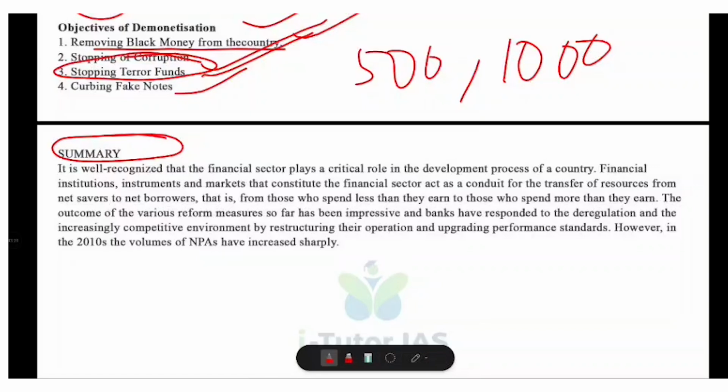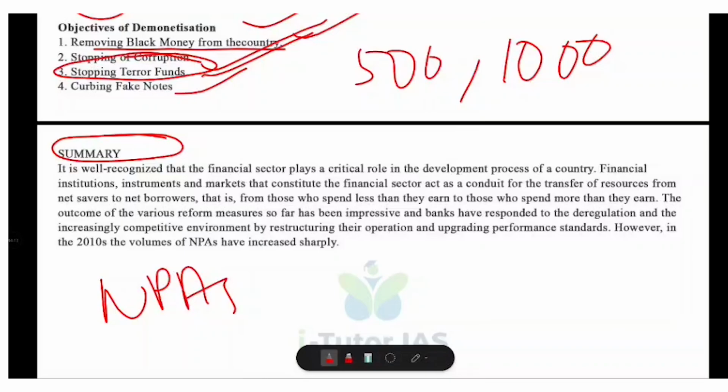And over the years, India has undertaken major financial sector reforms to make the system more efficient and competitive. As a result, banks modernized their operations, adopted technology and improved performance standards to meet global challenges. However, by 2010, a new challenge emerged, a sharp rise in non-performing assets. This means many borrowers fail to repay their loans on time, causing stress in the banking system. This issue reminded policymakers that while reforms improved efficiency, maintaining financial discipline and strong credit management remained equally important.